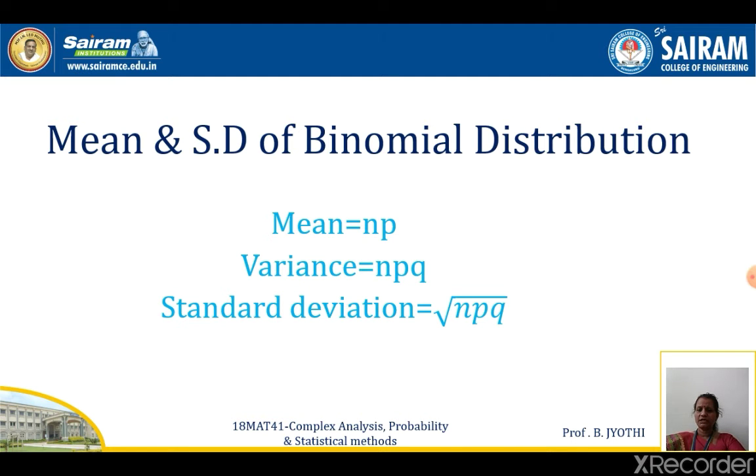Coming to the mean and standard deviation of the binomial distribution, the mean is given by np. The variance is given by npq, and the standard deviation is given by the root of npq.